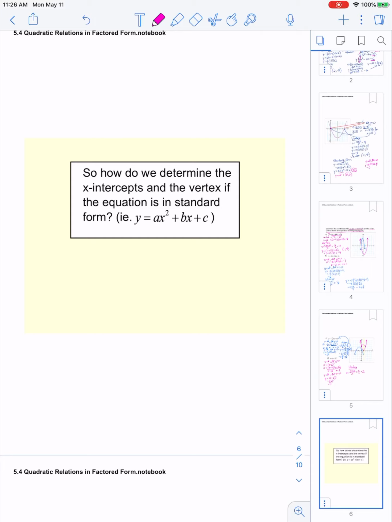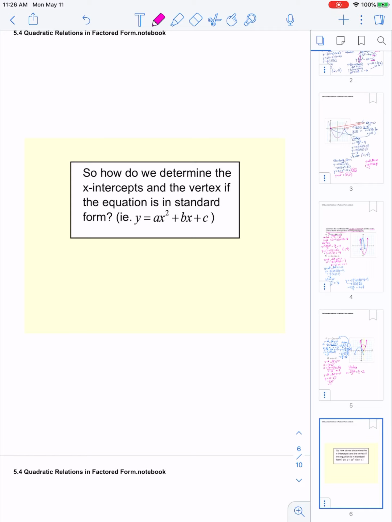So this is video number 4 of 5.4, quadratic relations in factored form. Now we've looked at how to go from factored form into standard form, and that is simply by expanding, which, algebraically, is pretty easy. Now we want to know how to go from standard form to factored form.